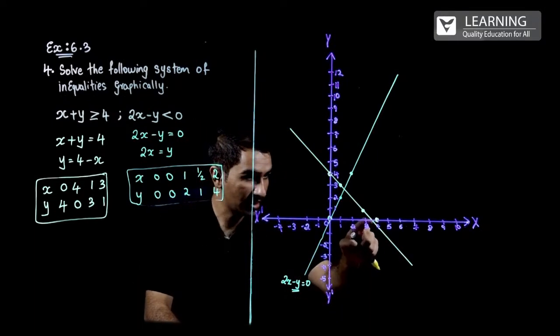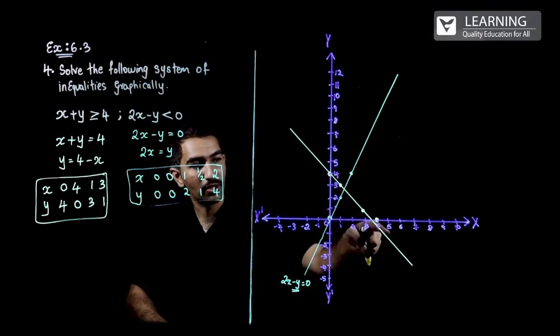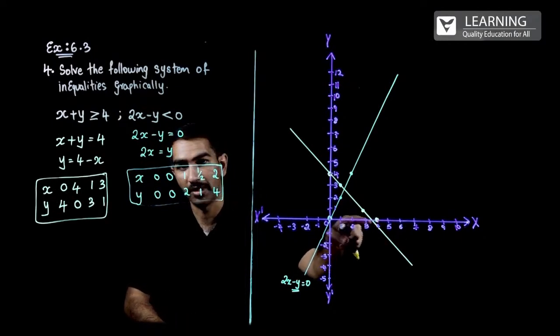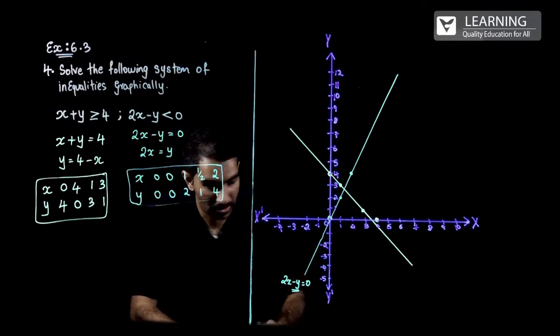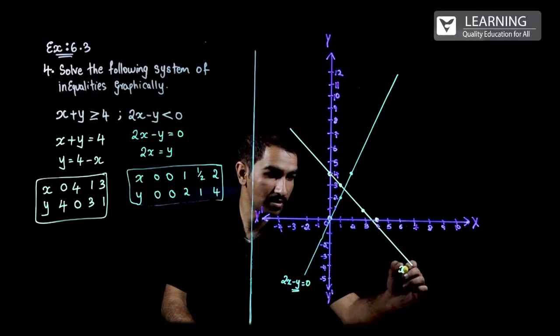This line must go through the point. Since this is a board, it is not coinciding exactly, but this line should go through the point. Take care of that. Here we'll write the equation of the line: x plus y is equal to 4.